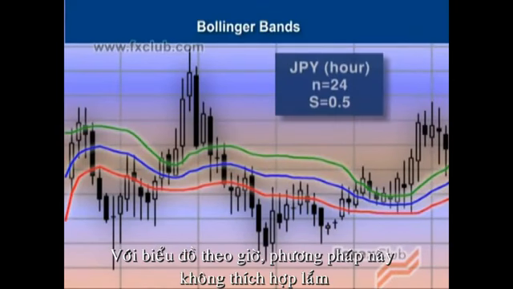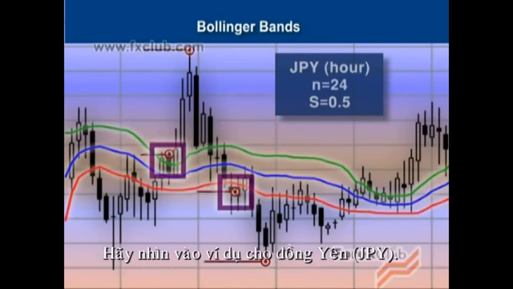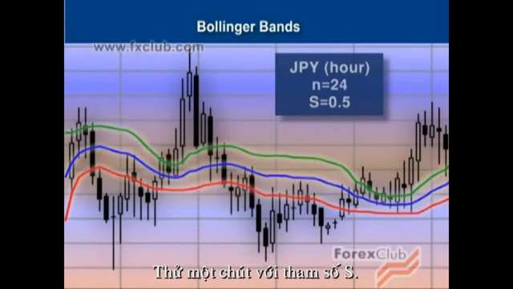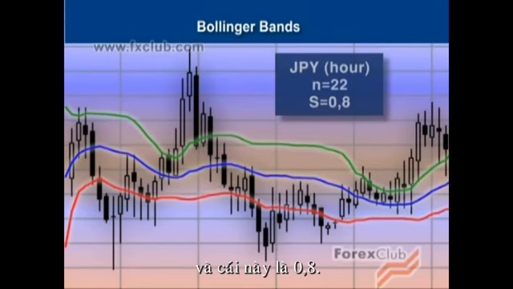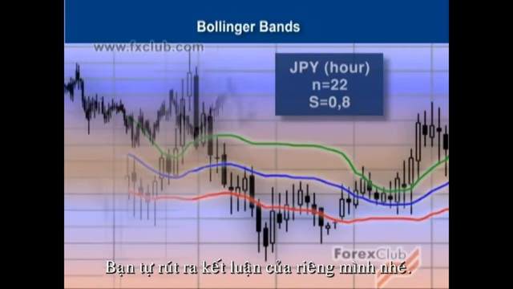For hourly charts, this approach is not really appropriate because we get too many false signals. Have a look at the example for Japanese yen. Let's play around with parameter S. Here S equals 0.5. Here 0.6. And this one 0.8. Draw your own conclusions.